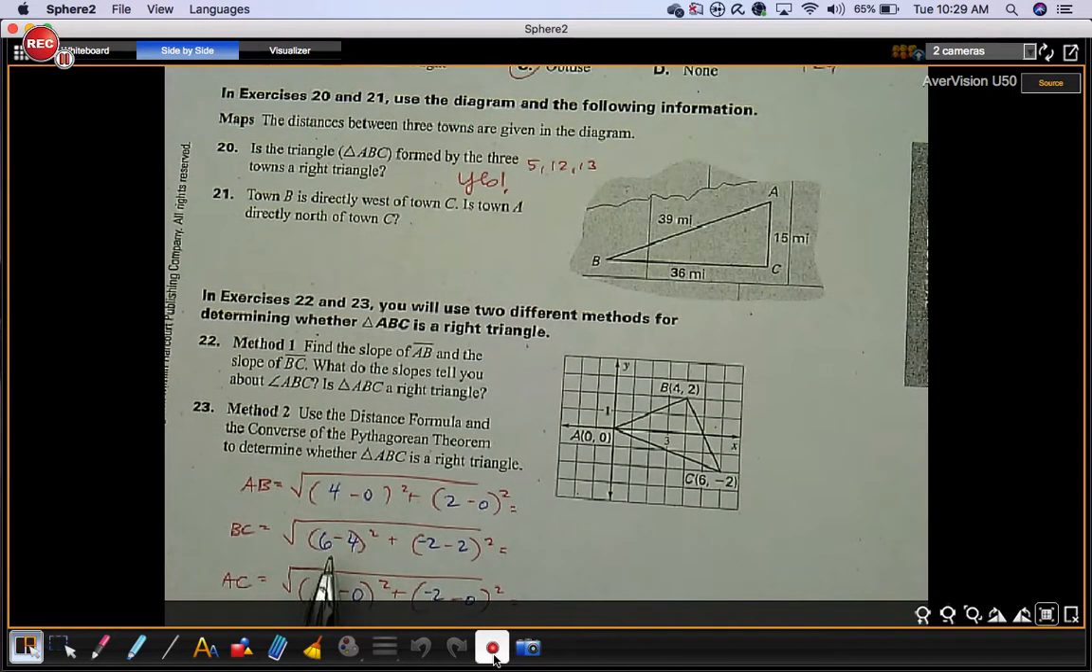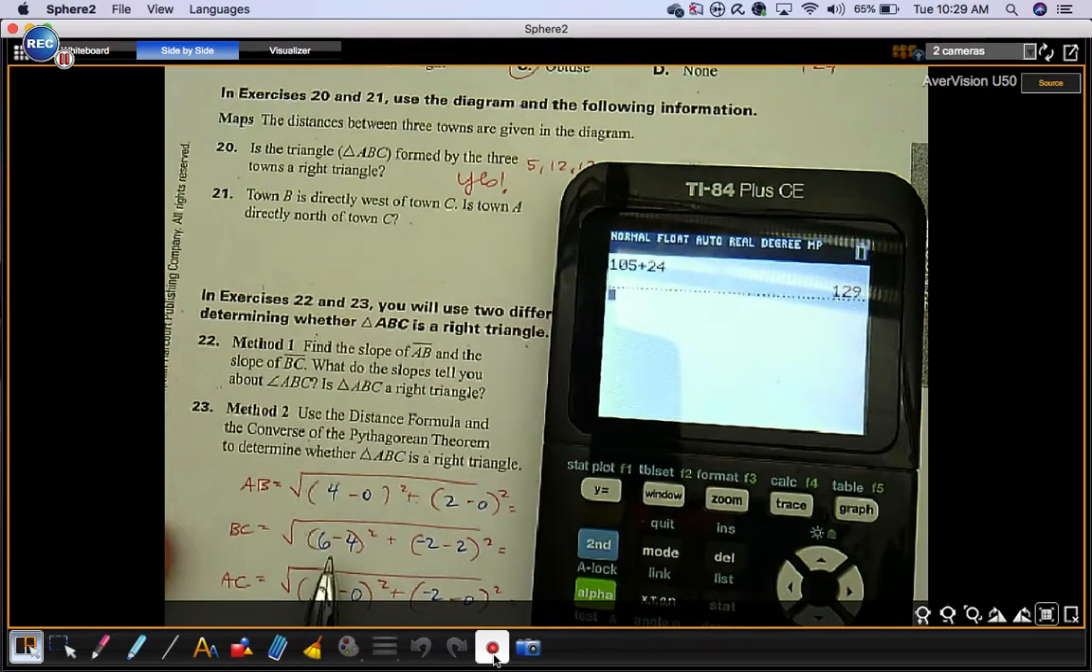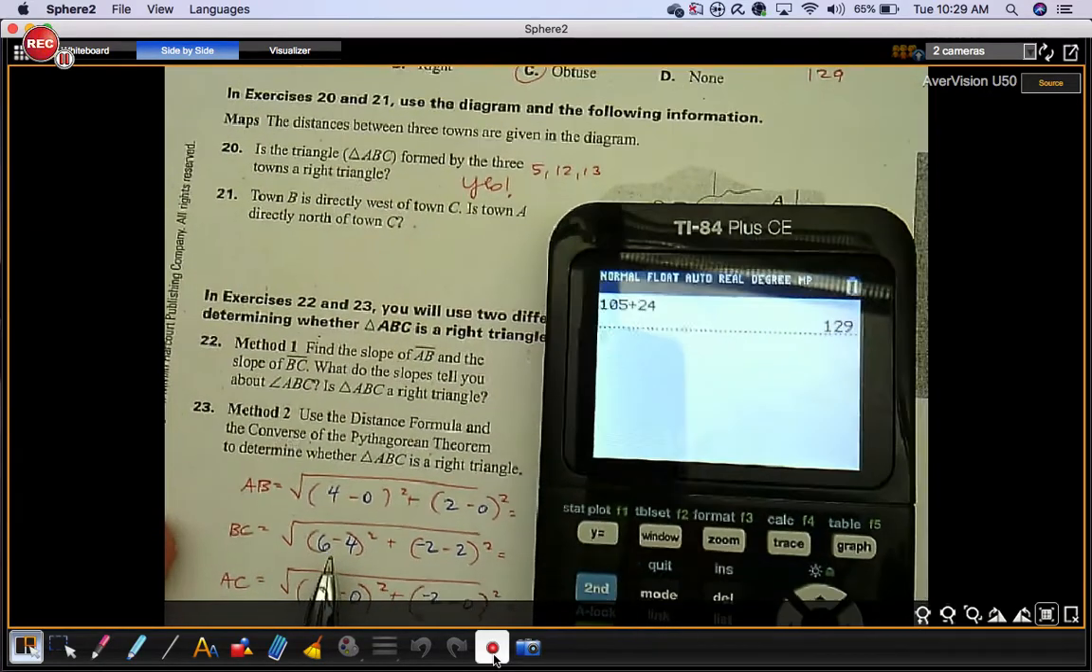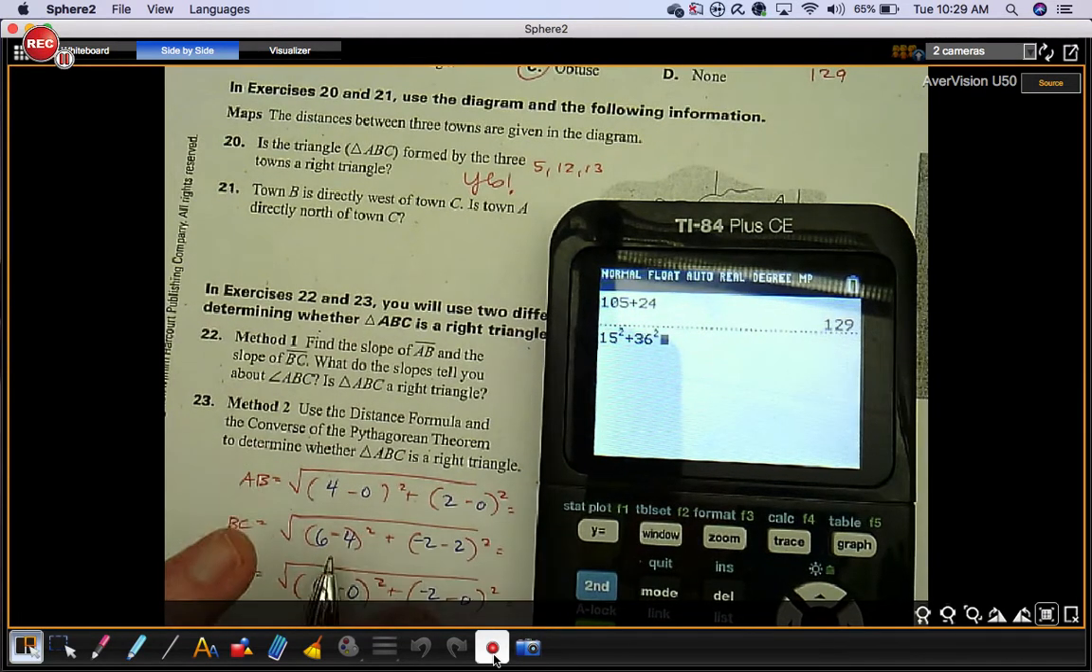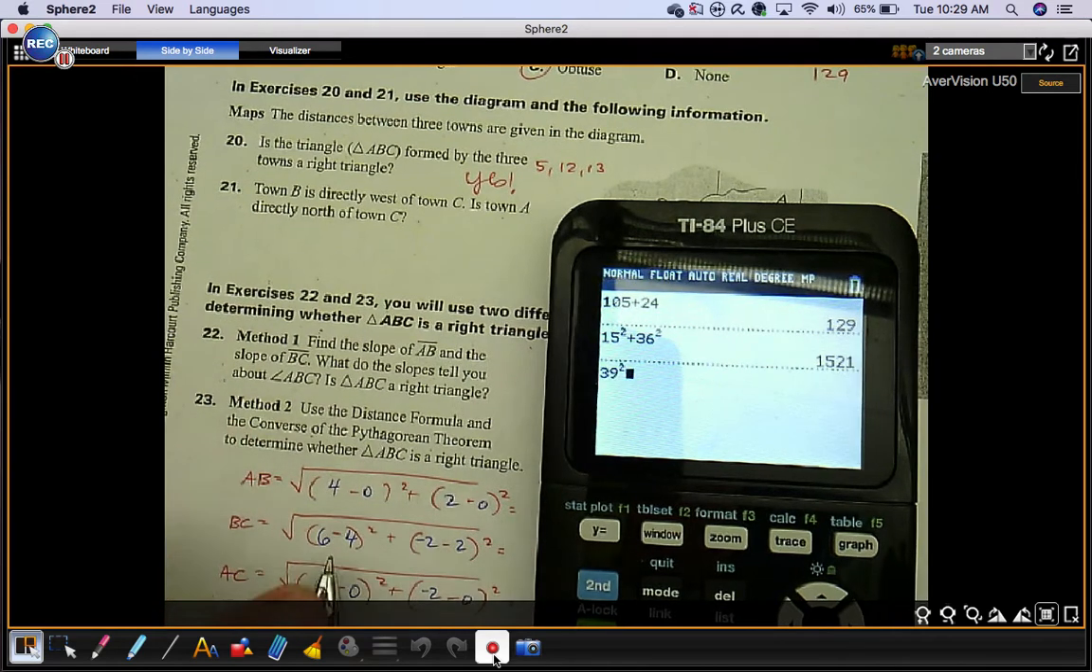Now, since you're able to see my calculator here, I will show you the work in case you don't get the whole triples thing. 15 and 36 would be your legs if it's a right triangle, and 39 would be your hypotenuse if it's a right triangle. See how these numbers match? That's how you know it's a right triangle.